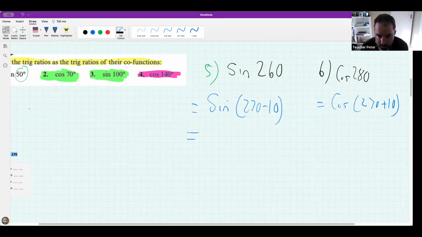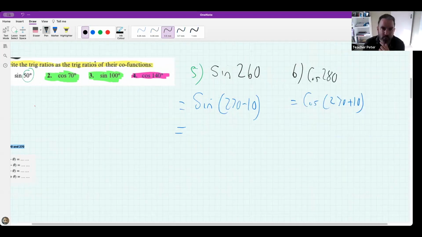What do we think my answers are going to be for 5 and 6? Remember, we have to use co-functions. So we're going to use 270 degrees as kind of the thing from which we are doing this. I want to see some student answers, or I want to see someone put their hand up and just tell me audibly. Who has an answer for me?